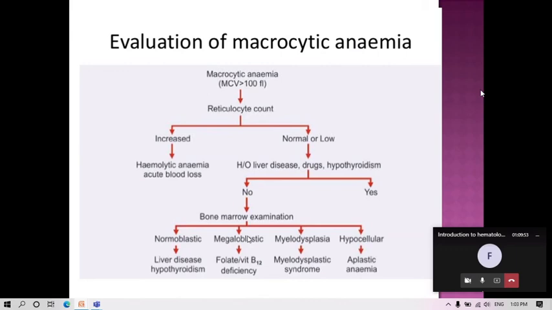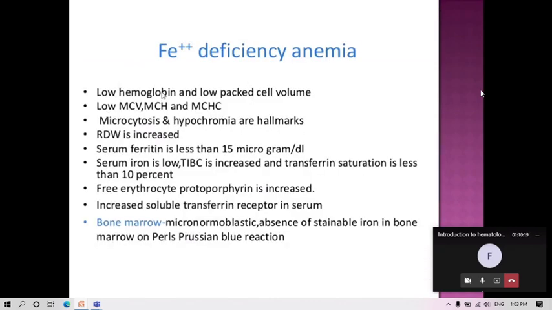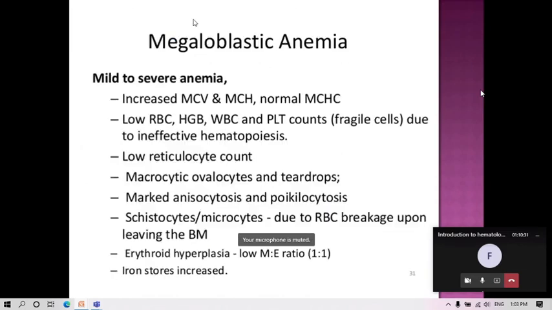And if you are suspecting iron deficiency anemia and you are seeing that there is low HB, low packed cell volume, low MCV, MCH, MCHC, and peripheral smear is showing microcytic hypochromic anemia, RDW is raised, then you go for iron profile. In megaloblastic anemia, similarly, raised MCV, MCH, and the patient will have pancytopenia. They will have low retic count. Then you will go for vitamin B12 and folate levels.